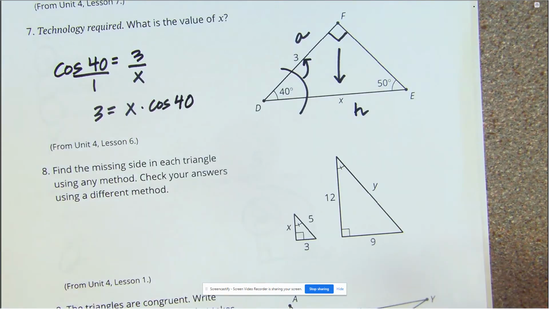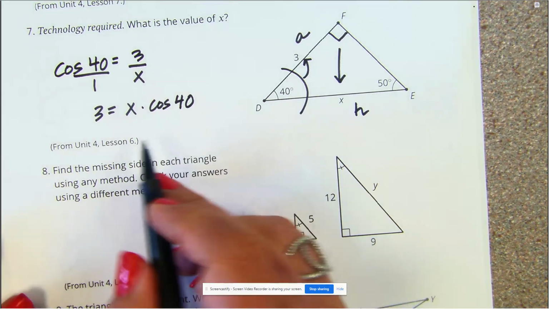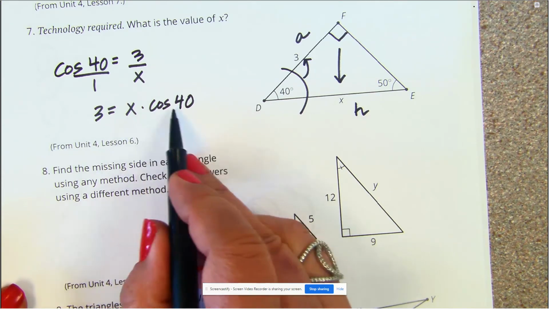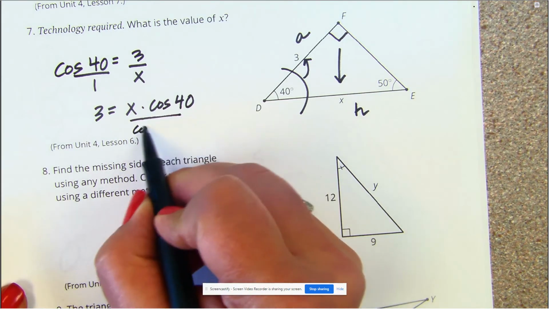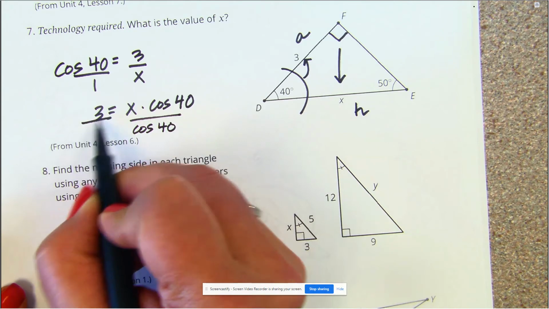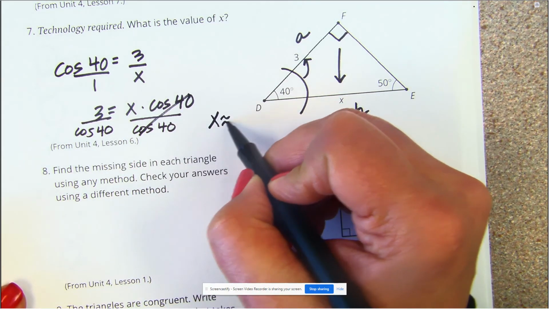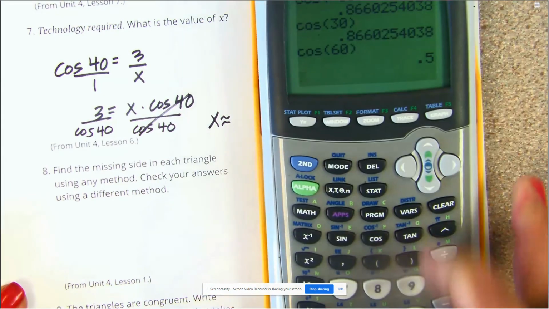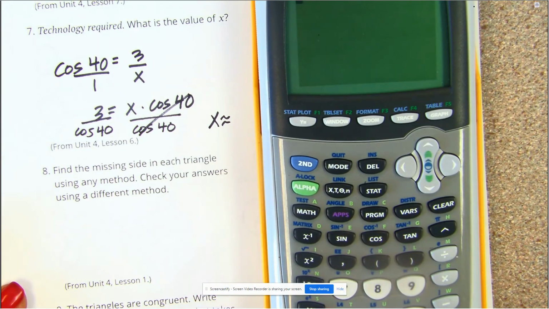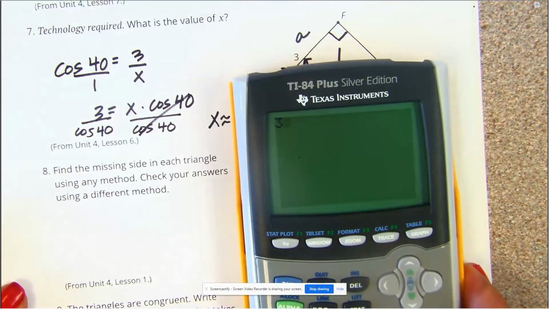This time when I cross multiplied, x wasn't alone. I've still got one more step. It's getting multiplied by this. So I'm going to divide by this. Whatever I do to one side, I do to the other. Then I'm going to go to my calculator. What is 3 divided by the cosine of 40? About 3.92.